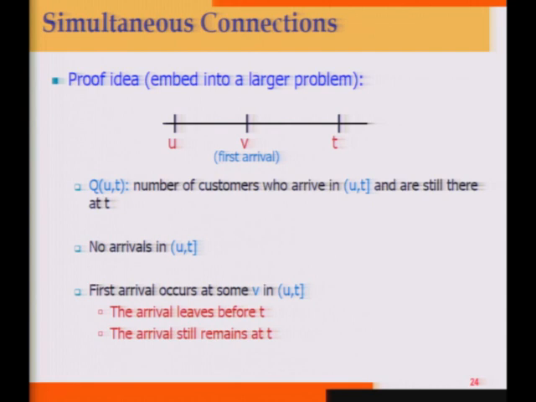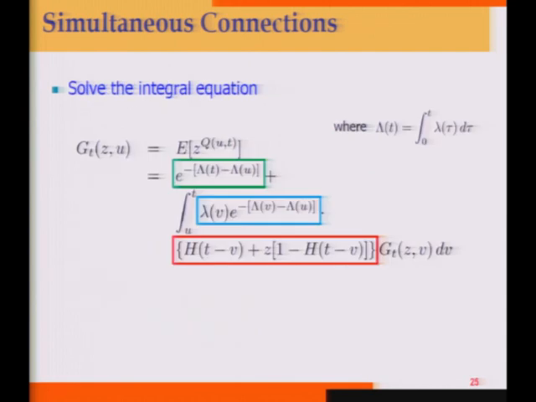So these are the two cases, and the expression for the integral equations that we have. This is the term when there are no arrivals from u to t. And there are two other terms. One is when the arrival is not in the system anymore, and this is when it's still in the system. So once you solve this integral equation, taking partial derivatives on both sides, you could derive the expression.